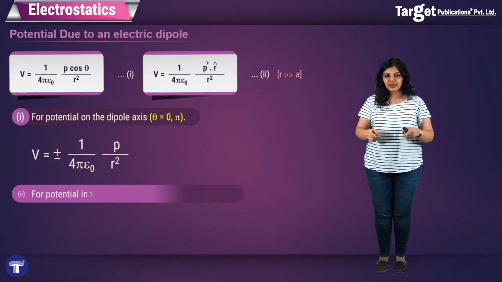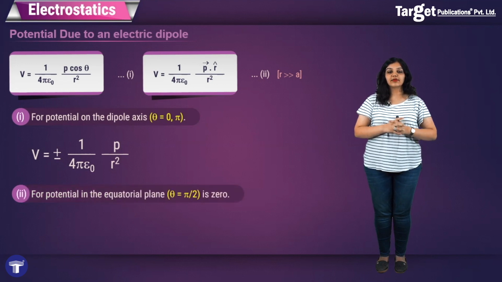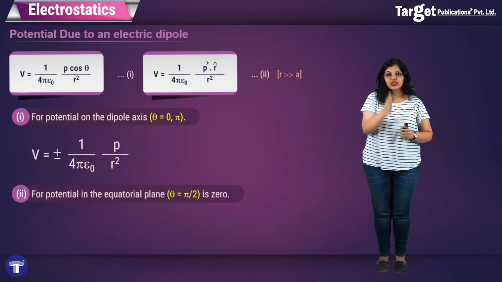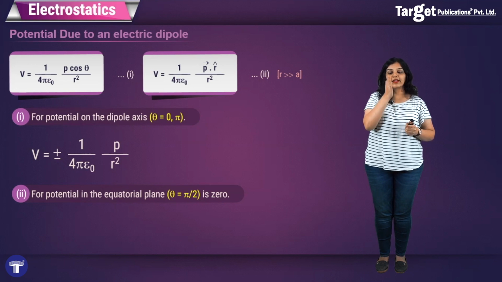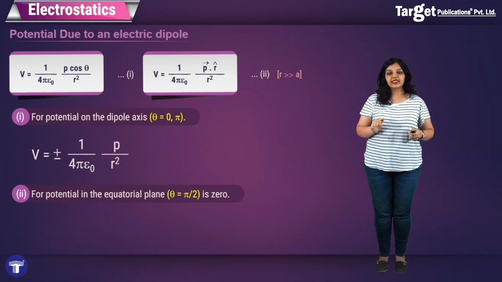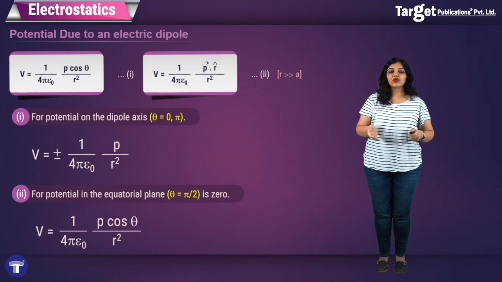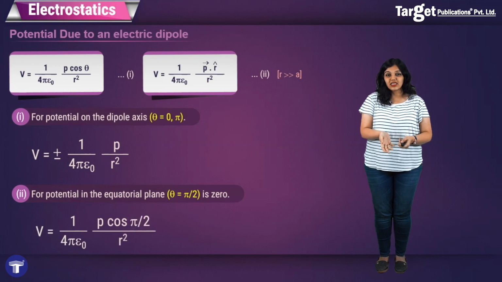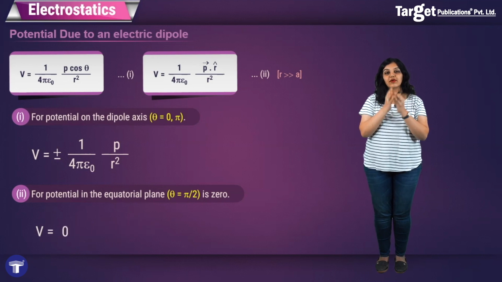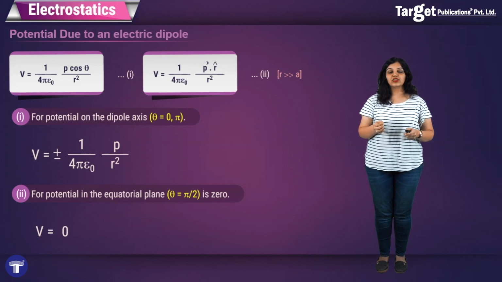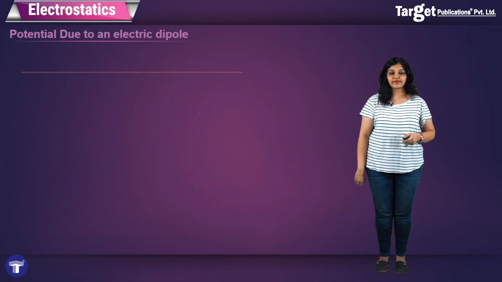Similarly, I can get another specific case from the general formula, that is the potential in the equatorial plane, where the angle is 90 degrees. Then you will get cos 90, which is nothing but 0, and therefore the potential at any point in the equatorial plane will come out to be 0. So this is how we found the potential due to an electric dipole.